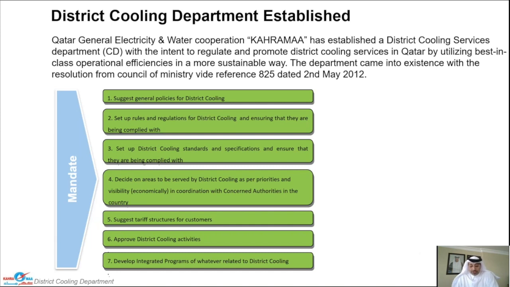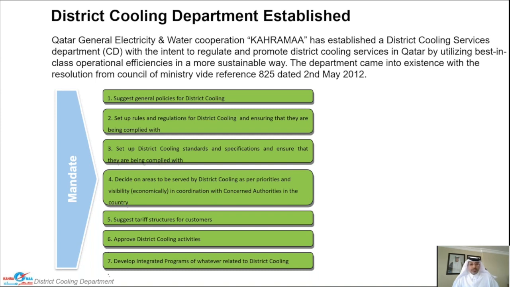Qatar General Electricity and Water Corporation, Kahramaa, of course, established a district cooling service department in 2012. The mandate of the department is regulating the generation of district cooling, setting the rules, and setting the district cooling standards and specifications. We are monitoring the district cooling market to make sure operation is efficient, effective, and in compliance with the district cooling law and district cooling code, enhancing market competition in the district cooling sector.